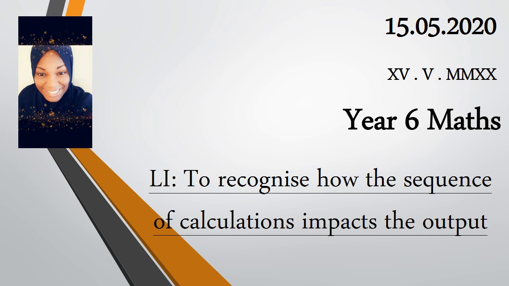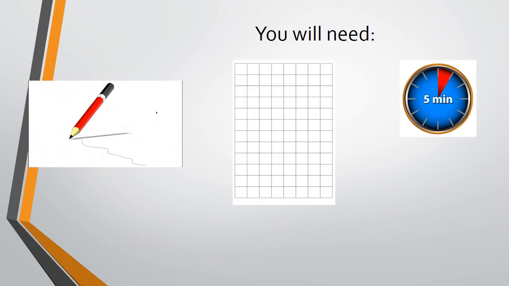Today we're going to be continuing our learning on algebra. So if you can write down the date and learning intention, and we will begin. Super. Our learning intention today is to recognize how the sequence of calculations impacts the output. For today's lesson, you will need a pencil, paper, and your 5-minute timer. You'll also need some worksheets, which I'll show you at the end of this video.